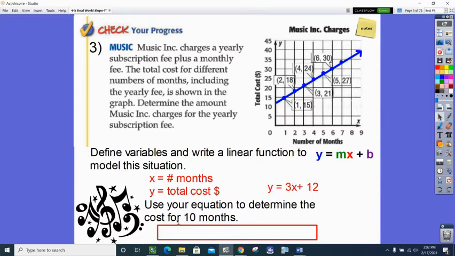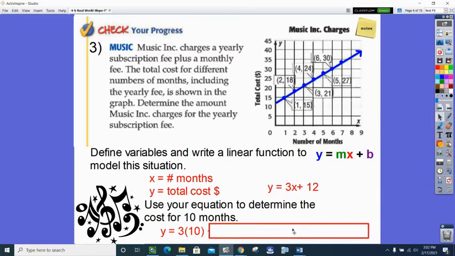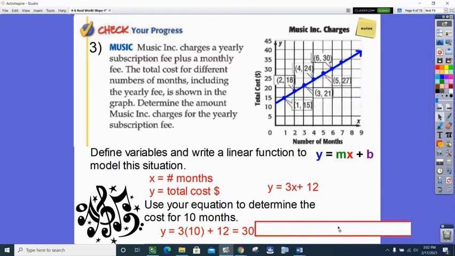Can we use our equation to determine the cost for 10 months? Now remember, X is the number of months, so I'm going to put 10 in and do the math. 3 times 10 is 30. Add it to 12, and I will get $42. So if I was a member for just 10 months, I would pay $42.